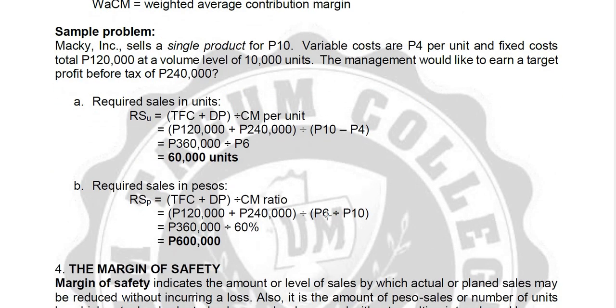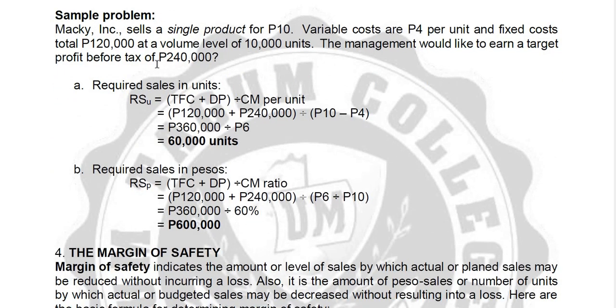So, we have here a sample problem. Say for example, Maki sells a single product for 10 pesos. So, ito yung selling price niya. The variable costs are 4 pesos per unit and fixed cost a total of 120,000 at a volume level of 10,000 units. So, the management would like to earn a target profit before tax of 240,000. So, ito, for you to be able to compute kung magkano ba dapat ang level ng sales volume niya.